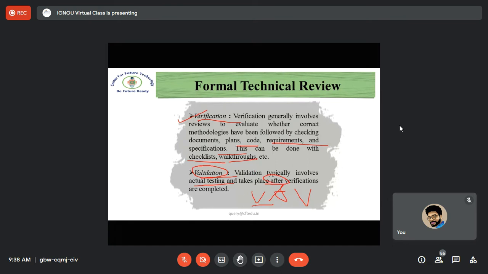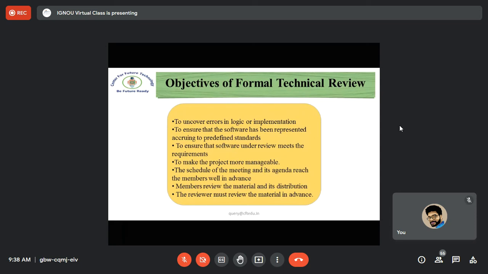Now, what is the objective of formal technical review? The idea is to uncover errors in the logic part, so that it can be ensured whether we are on the right track or not. It also ensures that the software has been represented according to the predefined standards of the organization. By means of formal technical review, we know whether the software under review meets the requirements or not. It is just to cross-check what the software is doing against what was in the SRS document. So this sort of formal technical review activity is performed.